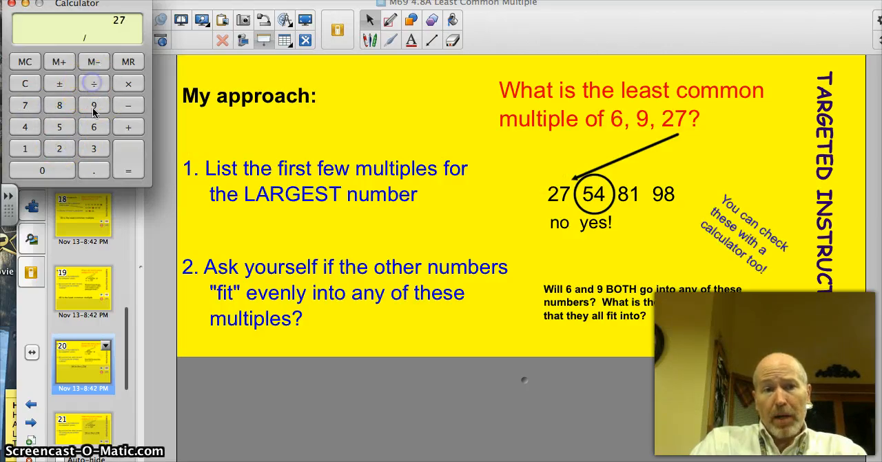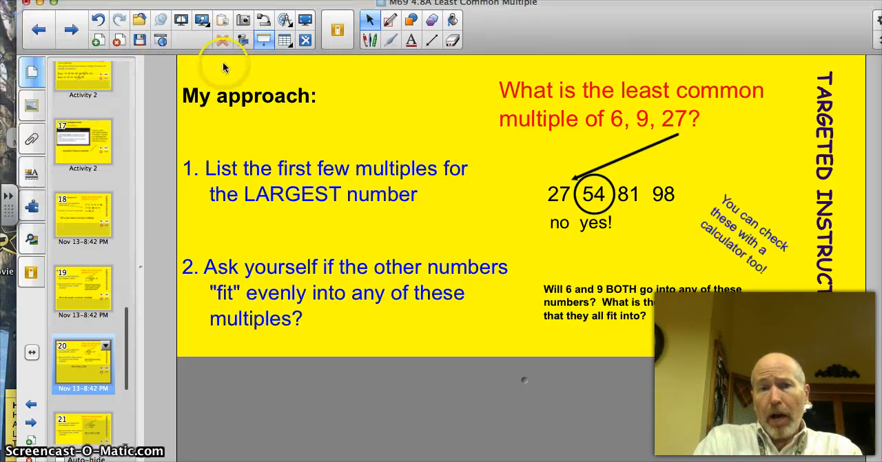27 divided by 6. Is it a whole number? If it's a whole number, you can skip count by it and get to it. It'll be a factor. If it's not, no. All right? And so you can use your calculator in that method too, if you'd like to. I think most of the numbers you're going to see in 6th grade, you can figure out by yourself if you use a little mental math.